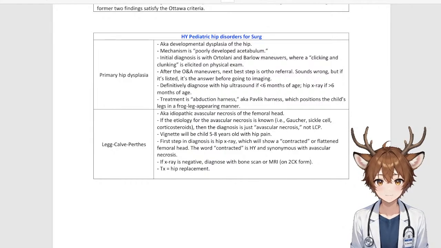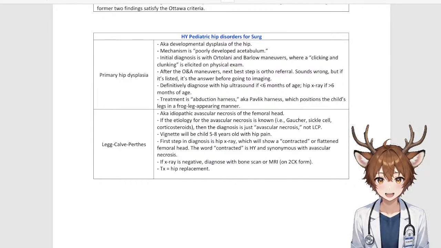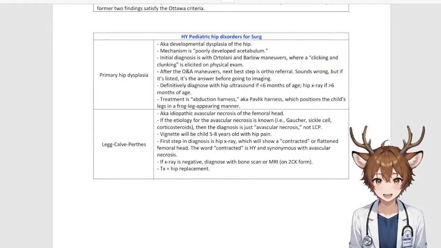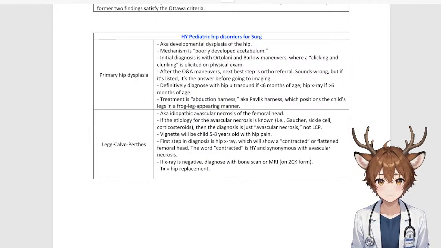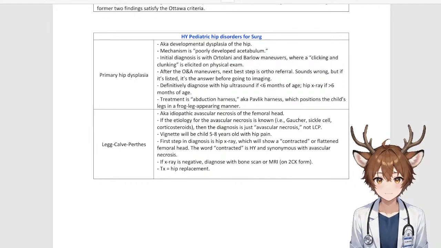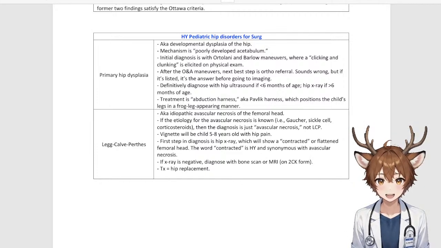Legg-Calvé-Perthes disease. One of the situations where they really couldn't decide who gets to put the name on the discovery, so they just put three names together. Why not? Legg-Calvé-Perthes disease, aka idiopathic avascular necrosis of the femoral head.